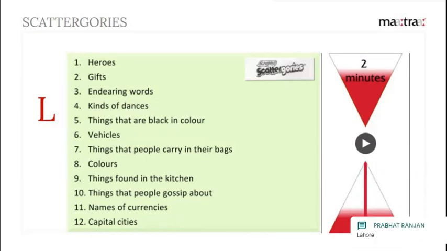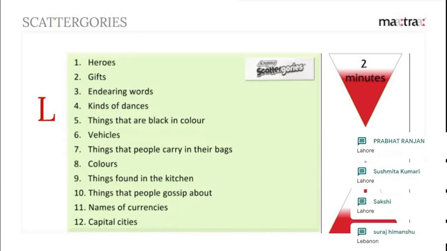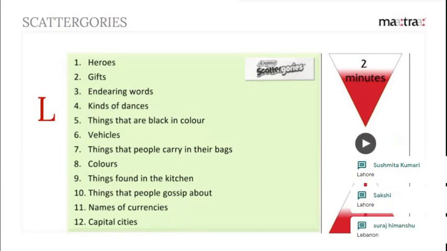Lakshadweep, Lahore, okay. Lebanon is a country, it is not a capital. London is a great answer.